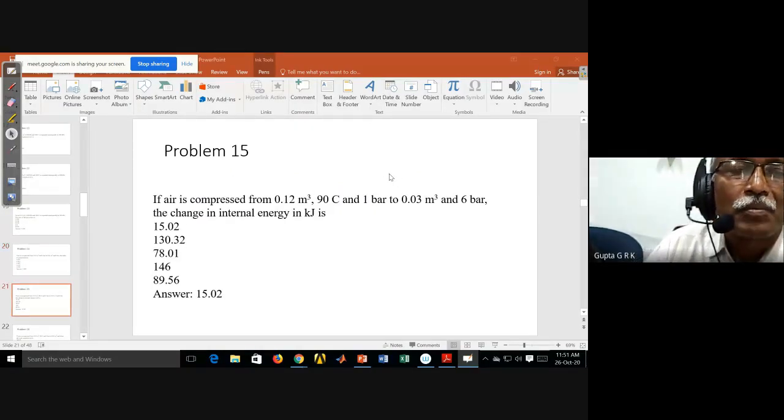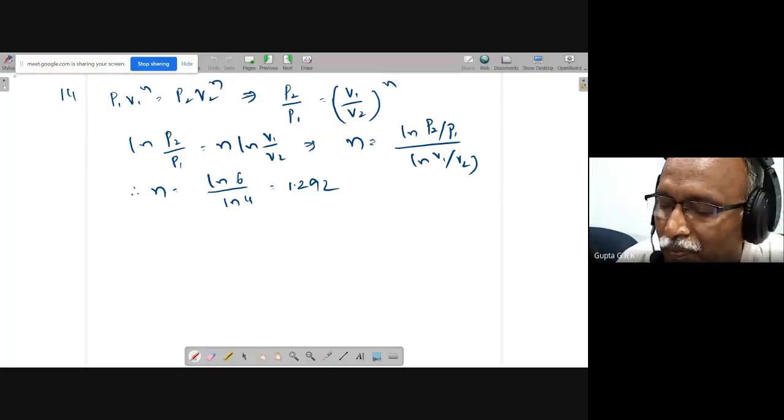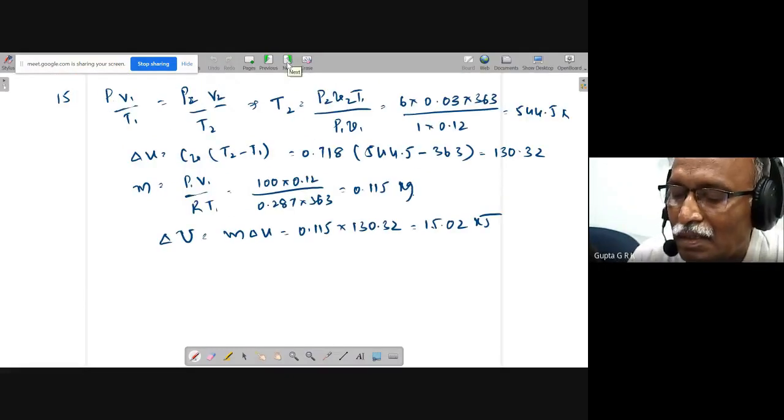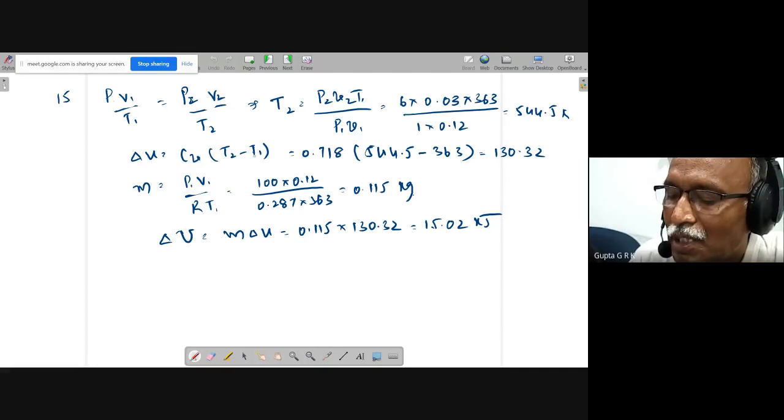And then the air is compressed from 0.12 meter cube, 90 degrees centigrade and 1 bar to 0.03 meter cube and 6 bar. The change of internal energy in kilojoules. Because you want the change in internal energy, that is m into delta U. Delta U is Cv delta T, so Cv into T2 minus T1.